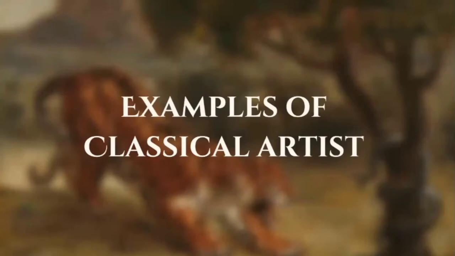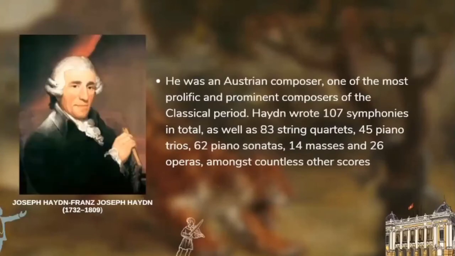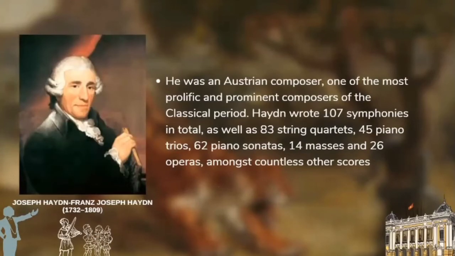Examples of classical artists. The first artist was Joseph Haydn, or Franz Joseph Haydn, 1732 to 1809. He was an Austrian composer, one of the most prolific and prominent composers of the classical period. Haydn wrote 107 symphonies in total, as well as 18 string quartets, 45 piano trios, 62 piano sonatas, 14 masses, and 26 operas, amongst countless other scores.